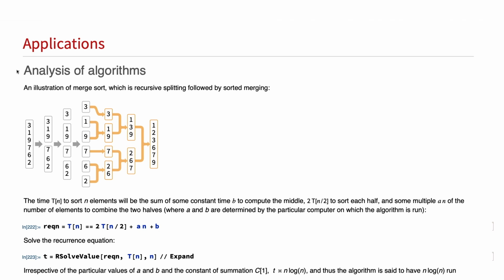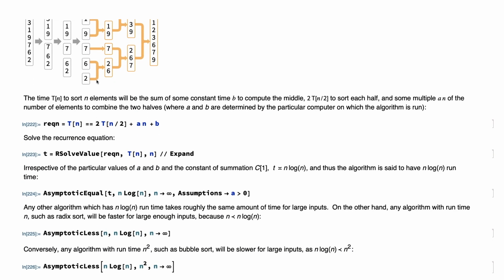Okay, so some applications. A famous application is the analysis of algorithms. This is an illustration of merge sort. Basic idea is you have a bunch of numbers you want to sort, you split them up into smaller and smaller groups, then you combine the groups back, but when you combine them, you put them in an ordered fashion into the destination array.